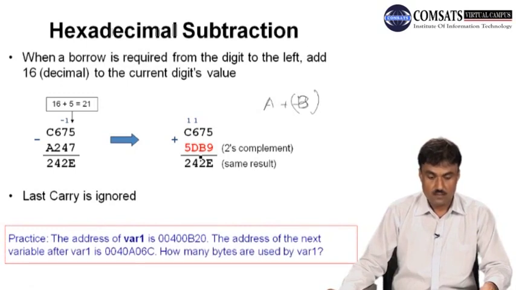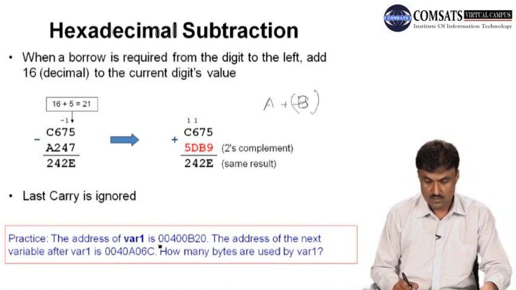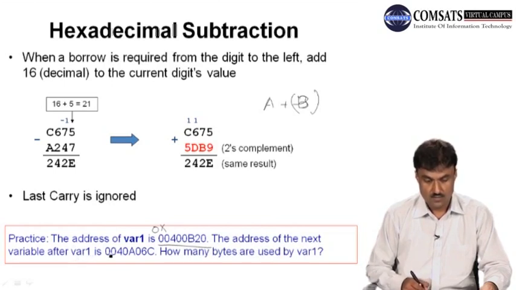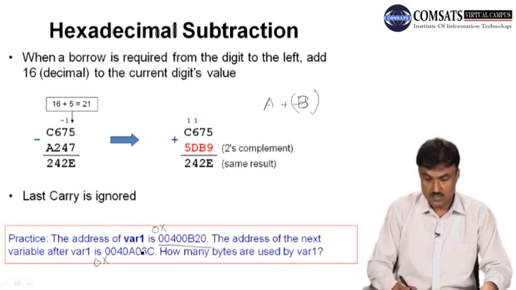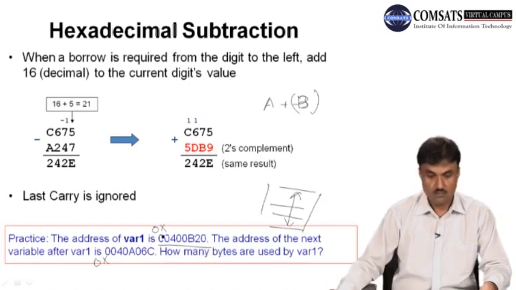For practice, for example, if we have a variable whose location is 0x00400b20, this is a hexadecimal location. The address of the next variable after variable 1 is 0x00400a060. So how many bytes are used, because this is the first address, then we have the next address, so how many bytes are in between these two addresses, so how many bytes does variable 1 have.